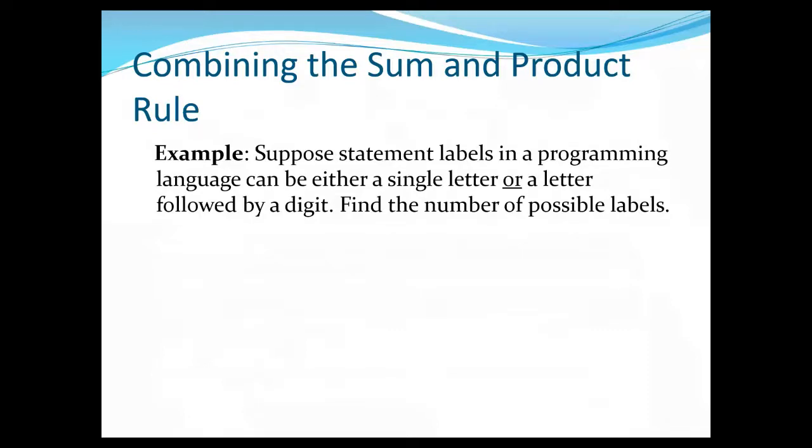Find the number of possible labels. So it could be one digit, one character, or two characters. If it is one character, it could be a letter. But if it's two characters, it should be a letter followed by a digit. So we have two distinct groups to determine the label of the programming language.